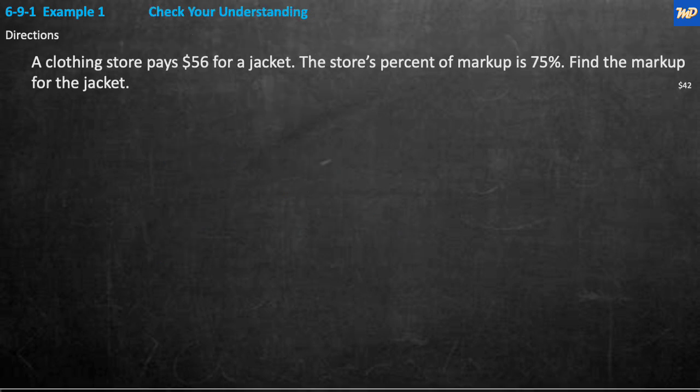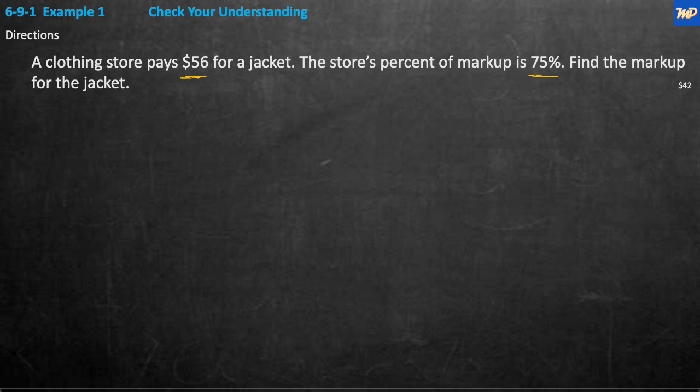Okay, example 1, check your understanding. Now it's your turn. It's exactly the same as the one we just did. A clothing store pays $56 for a jacket. The percent of markup is 75%. Find the markup. Okay, I'll leave it to you. Pause the video, try it out. Come on back when you're ready, and we'll see where it takes us.